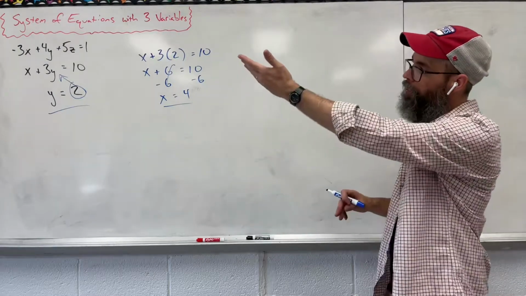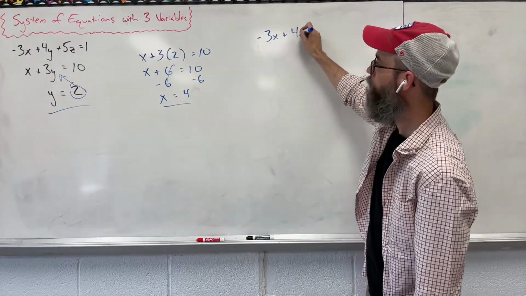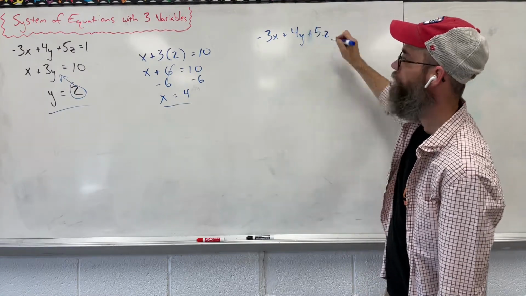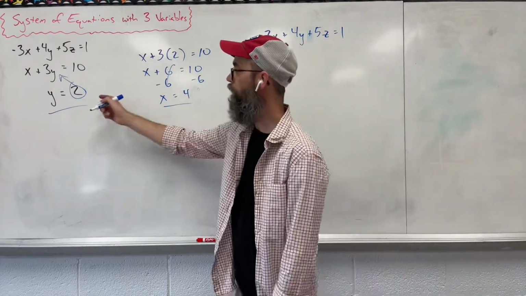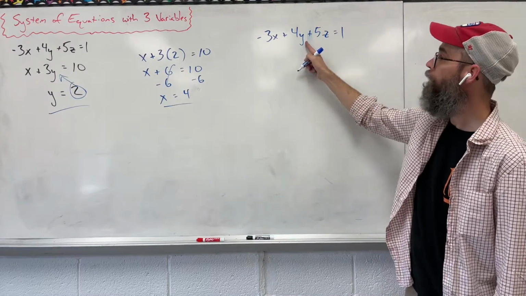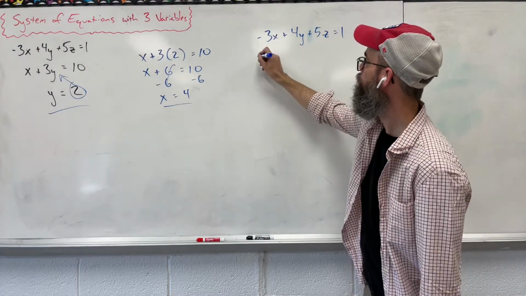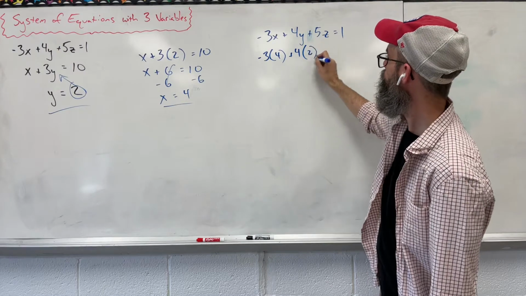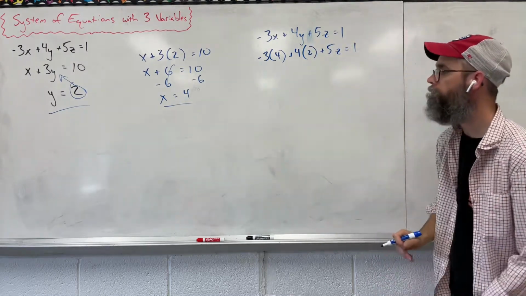Well, let's take our big equation all the way at the very top. We have negative 3x plus 4y plus 5z equals 1. I know what x is. I know what y is. I want to take both of them, substitute them in, and we're only going to have one variable left. Okay, so negative 3 and 4, 4 and 2. We're left with 5 and z, and then that 1.